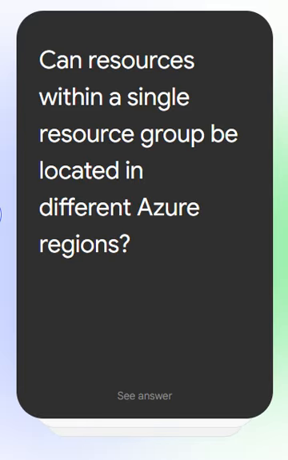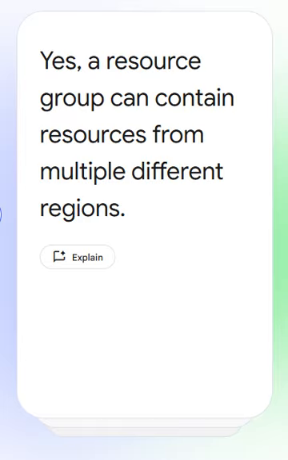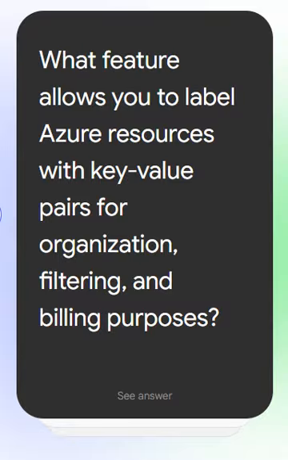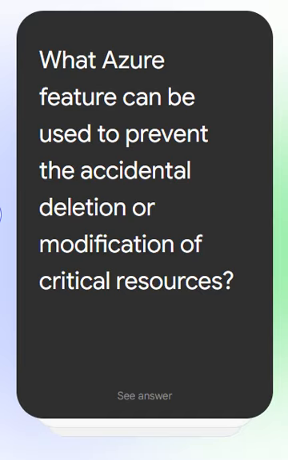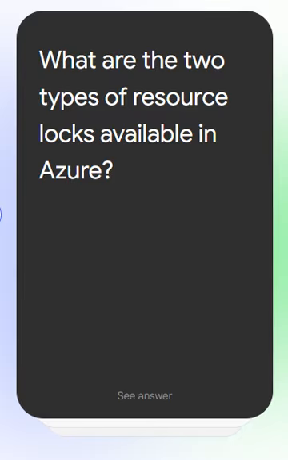Can resources within a single resource group be located in different Azure regions? Yes, a resource group can contain resources from multiple different regions. What feature allows you to label Azure resources with key value pairs for organization, filtering, and billing purposes? Tags. What Azure feature can be used to prevent the accidental deletion or modification of critical resources? Resource locks. What are the two types of resource locks available in Azure? Read-only and delete.